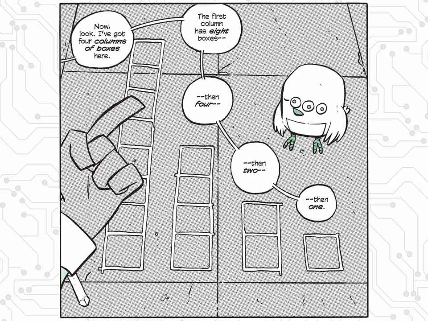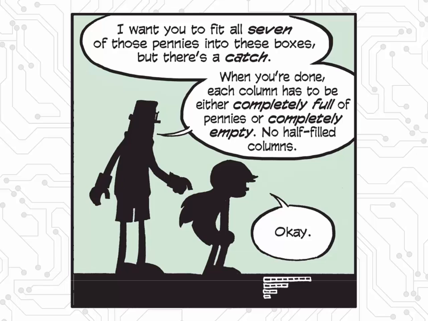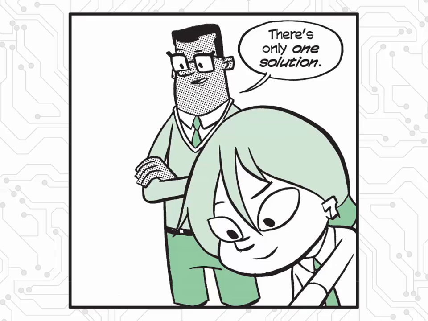Now look, I've got 4 columns of boxes here. The first column has 8 boxes, then 4, then 2, and then 1. I want you to fit all 7 of those pennies into these boxes, but there's a catch. When you're done, each column has to be either completely full of pennies or completely empty. No half-filled columns. And there is only one solution.